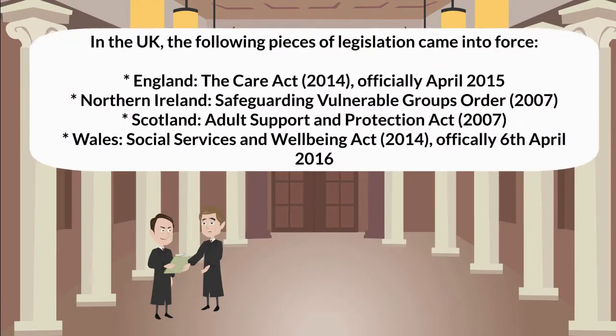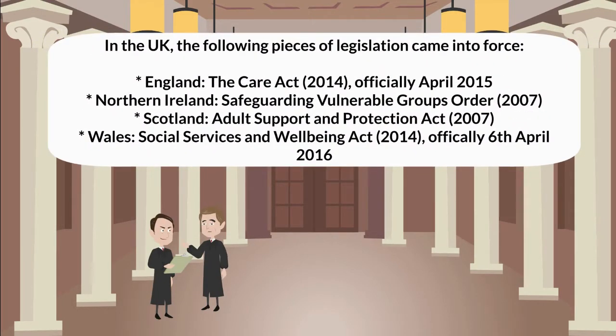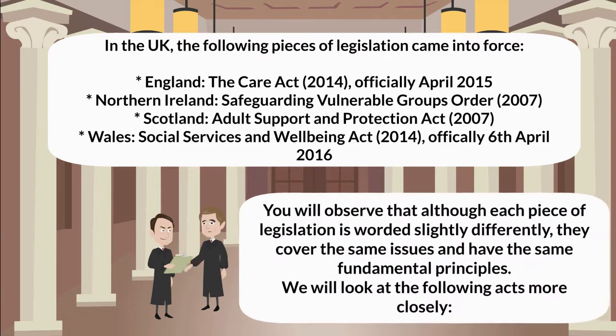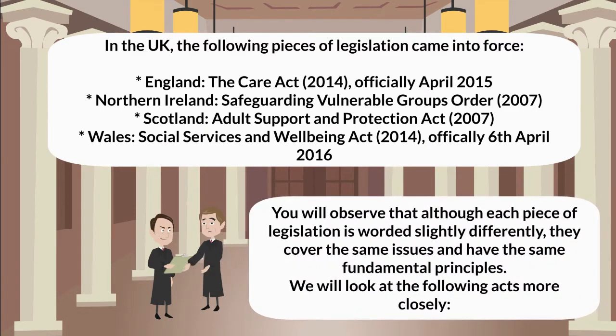In the UK, the following pieces of legislation came into force. England, the Care Act 2014, officially April 2015. Northern Ireland, Safeguarding Vulnerable Groups Order 2007. Scotland, Adult Support and Protection Act 2007. Wales, Social Services and Wellbeing Act 2014, officially 6th of April 2016. You will observe that although each piece of legislation is worded slightly differently, they cover the same issues and have the same fundamental principles. We will look at the following acts more closely.